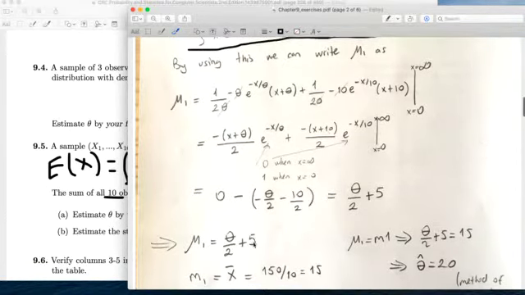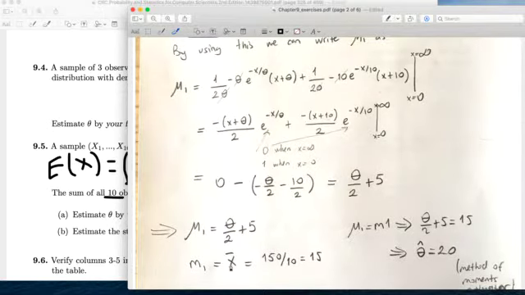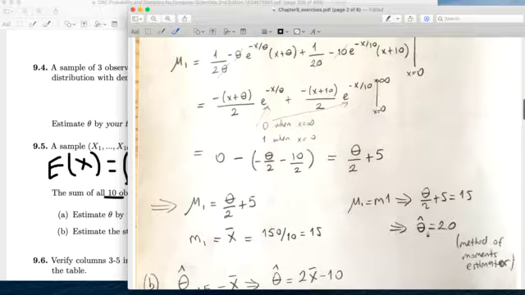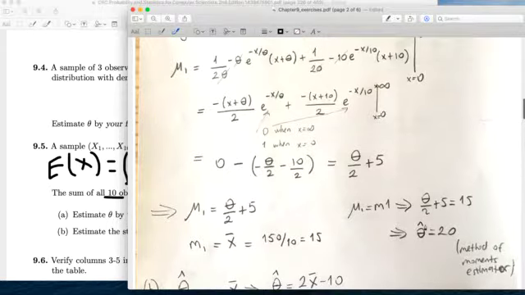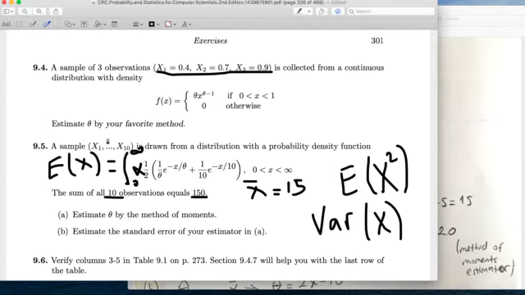All right, very easy. And the first sample moment is x bar, which we figured out was 15. So we equate them to each other. Theta over 2 plus 5 is equal to 15. From here, we find theta is equal to 20. So that's our method of moments estimate for theta. So we figured out the first part. Theta hat is 20. So for this sample of size 10, in which the sum of all 10 observations is equal to 150, our best estimate using method of moments for theta would be 20.